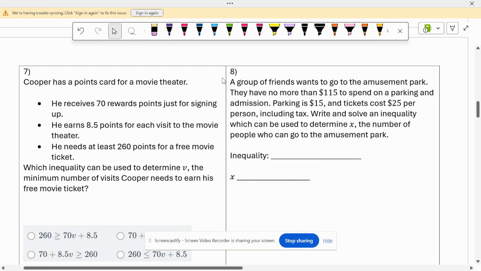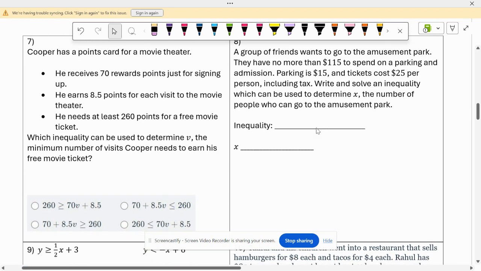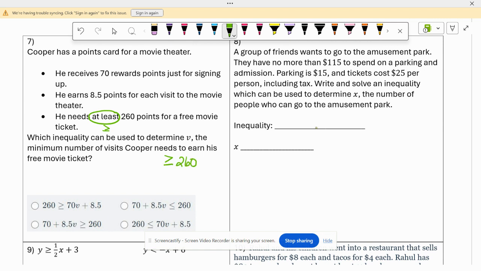All right. Cooper has a points card for the movie theater. He receives 70 reward points just for signing up, and then he earns 8.5 points for each visit to the movie theater. He needs at least 260 points for a free movie. What inequality represents the word at least? Yeah, good job, Aiden. Greater than or equal to. So whatever we do has to be greater than or equal to 260 points.